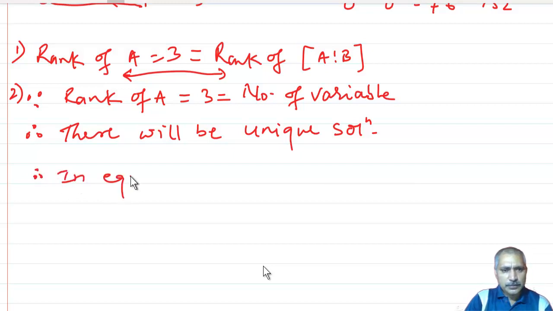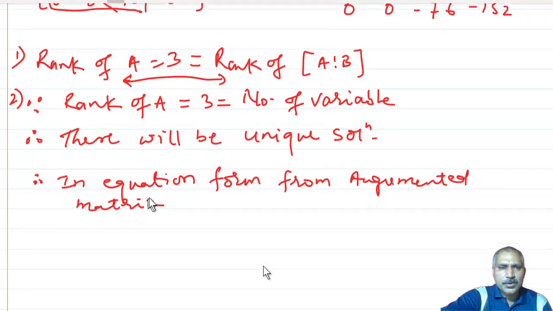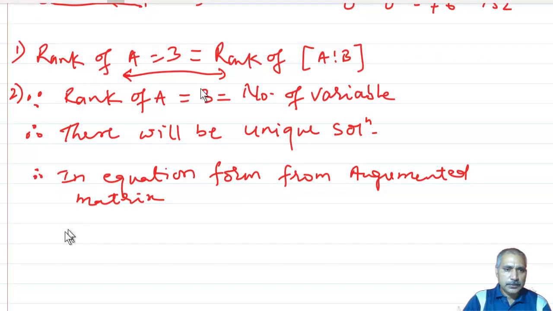In equation form, from the augmented matrix. Now what is the first row? 2, minus 1, 3 and 8. So we will write 2, minus 1, 3 and 8. This is the right side. First variable is x, second is y, third is z. Here a negative sign is not given, that means it is a plus sign.